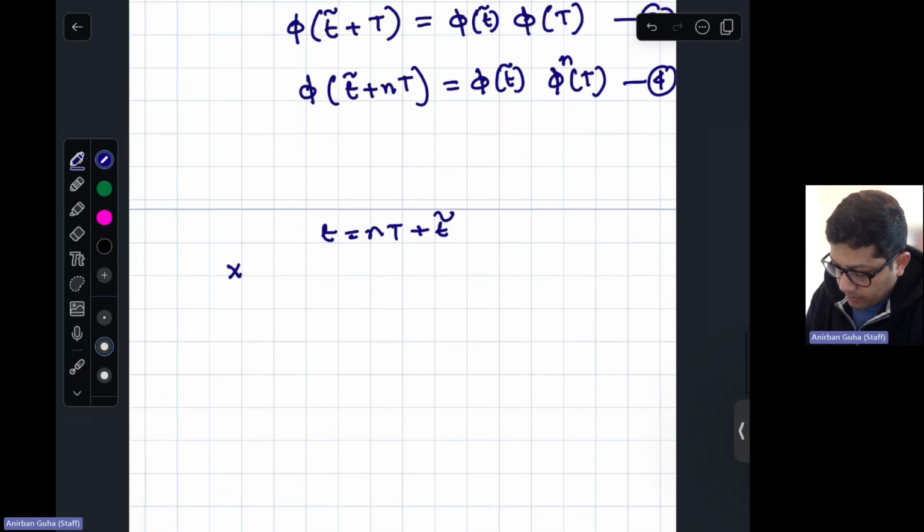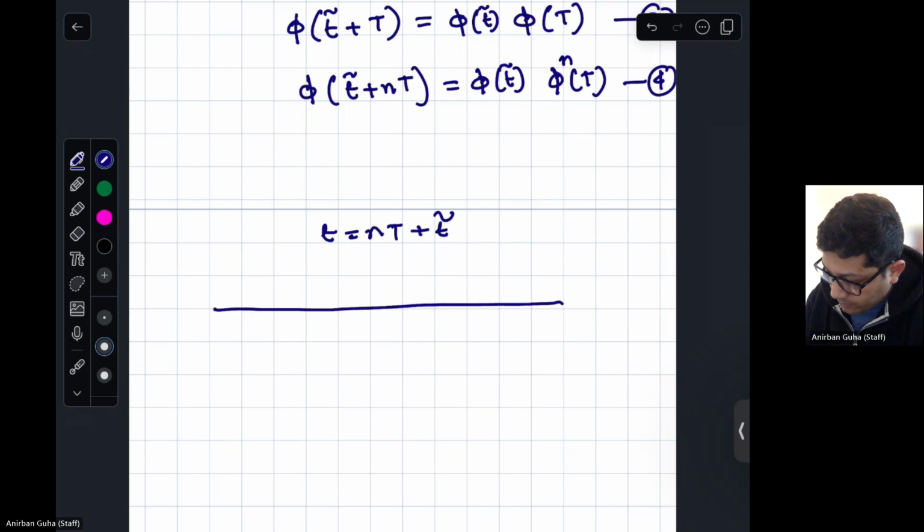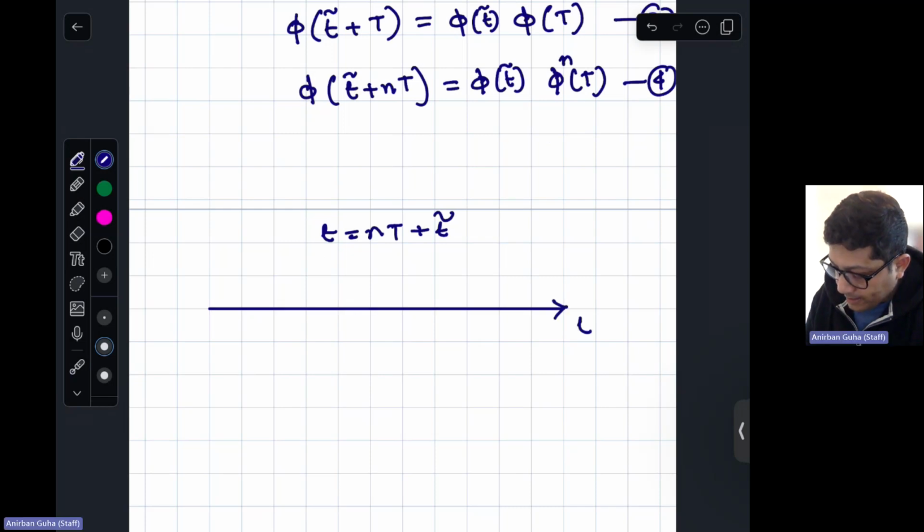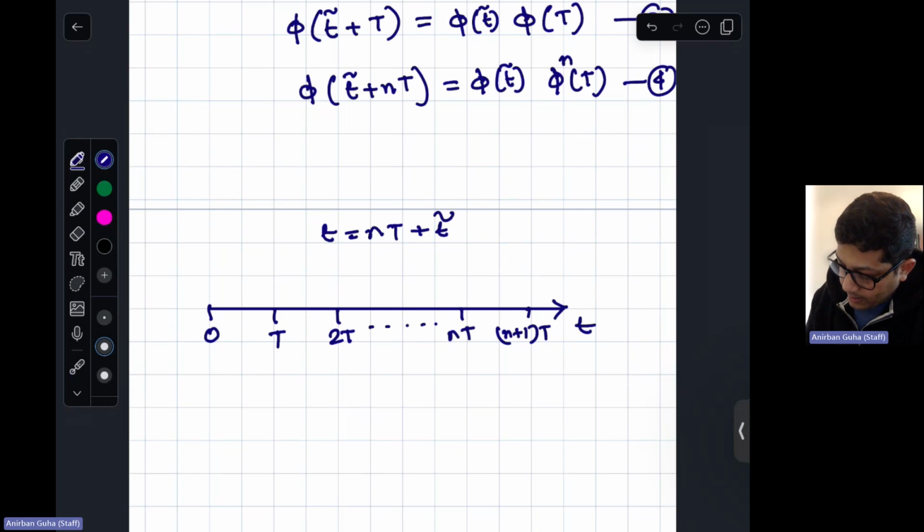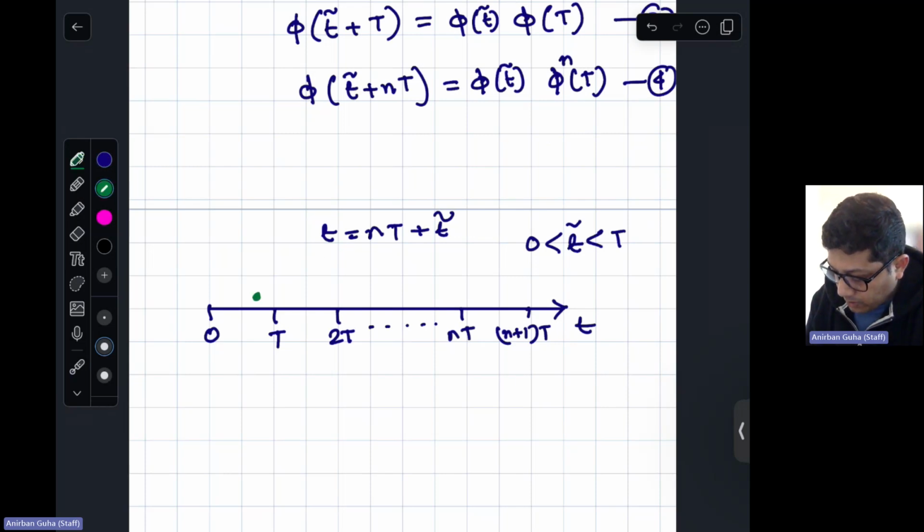Okay, and for that, let's just draw the time axis itself. So this is my time axis. So I start at some time 0. So this is one time period, two time periods, and so say it is n time periods, and this is n plus one time period, and so on, right? And say what is t tilde? Say t tilde is between 0 and capital T, one time period. So t tilde is somewhere, say here. That's my t tilde.